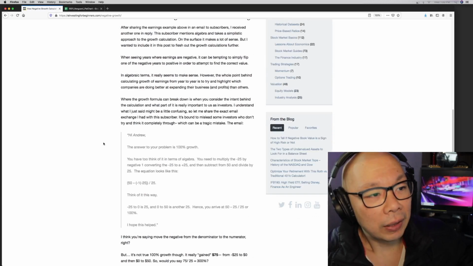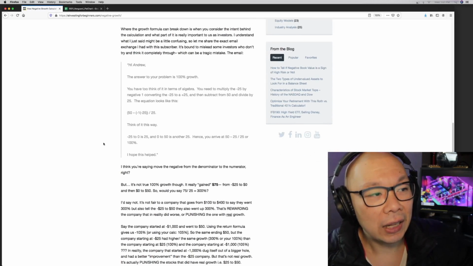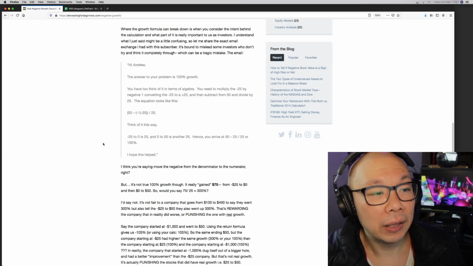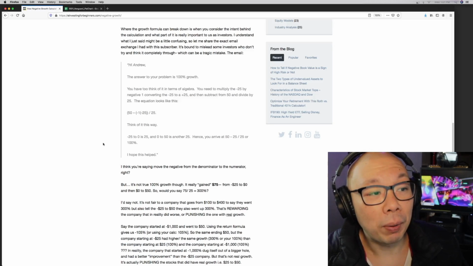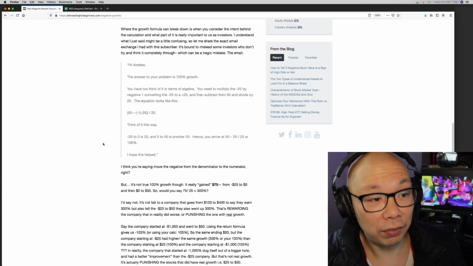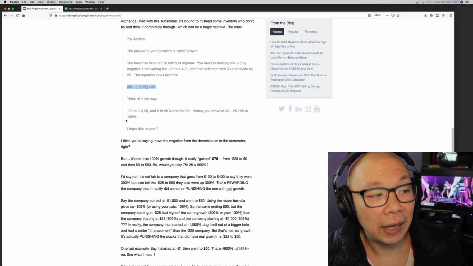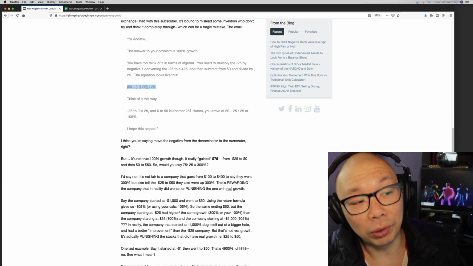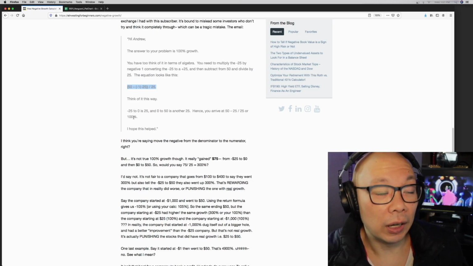We'll go through the article itself and then the question that was asked. The answer to your problem is 100% growth. You have to think of it in terms of algebra. You need to multiply negative 25 by negative 1, converting the negative 25 to a positive 25, and then subtracting the 50 and dividing it by 25. The equation looks like this. Think of it this way: negative 25 to 0 is 25, and 0 to 50 is another 25. Hence, you arrive at 50 minus 25, or 100%.